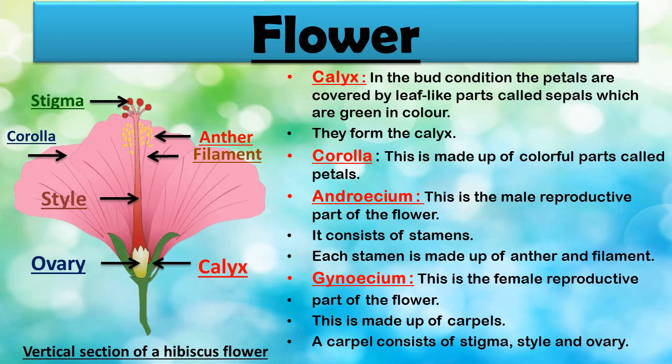So the stigma performs an important function for pollination. So pollen from the anther will fall upon the stigma, and then they will form the gametes and all. So these are the reproductive parts, that is androecium and gynoecium. So this is all about the 4 important parts of a flower: calyx, corolla, androecium and gynoecium.